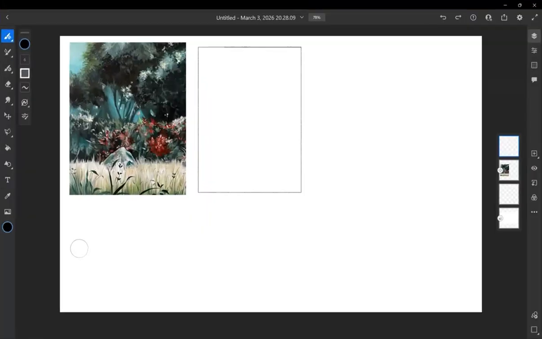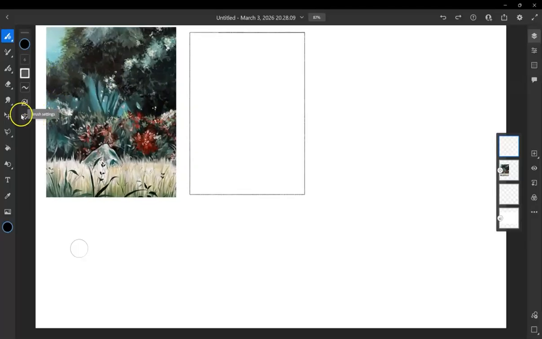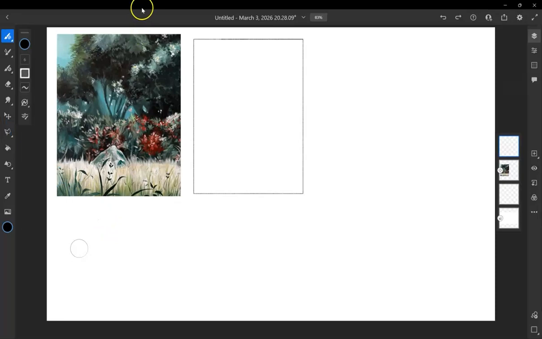So here I have this painting pasted into Fresco, and I just wanted to break it down into a simpler, more understandable piece to work with. So here I have my painting, and although this drawing was done traditionally, I have a blank canvas here to show how I would start this from the ground up.